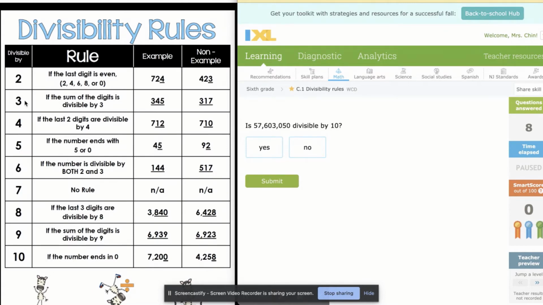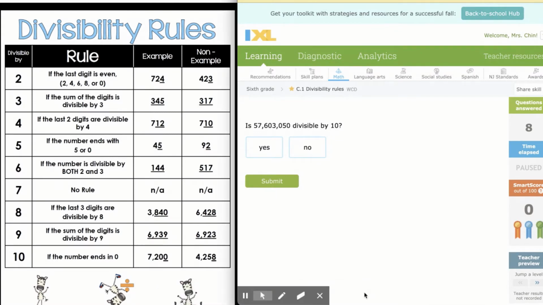but there are these other ones here that are super helpful. For example, the divisibility rule for 3. As long as the sum of the digits is divisible by 3, that means that entire number is divisible by 3. For example, the number 345. If I add those digits, 3 plus 4 plus 5, well, that is the same as 7 plus 5, which is 12. And 12 is divisible by 3.